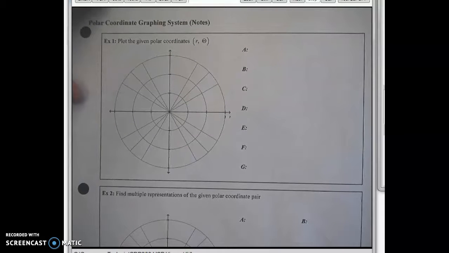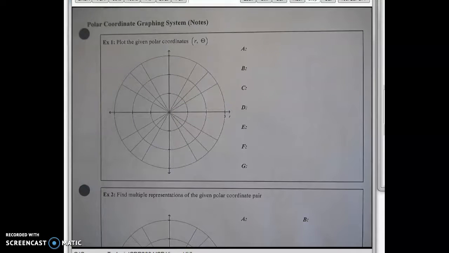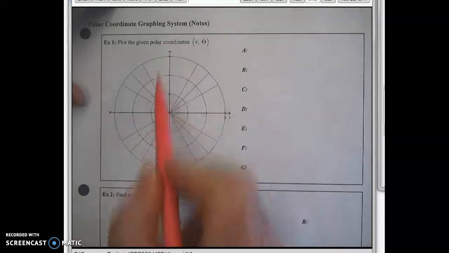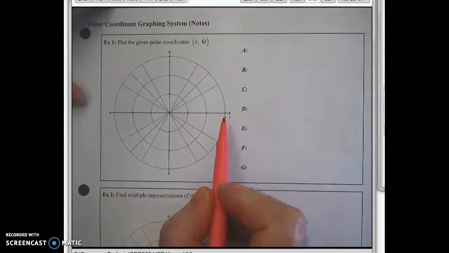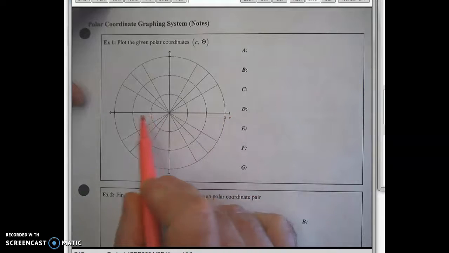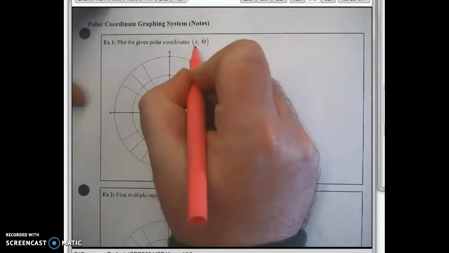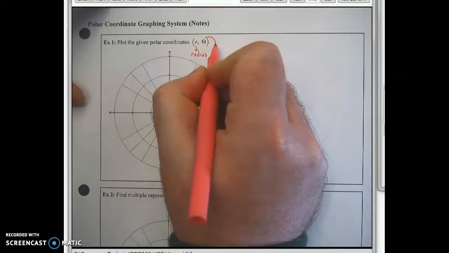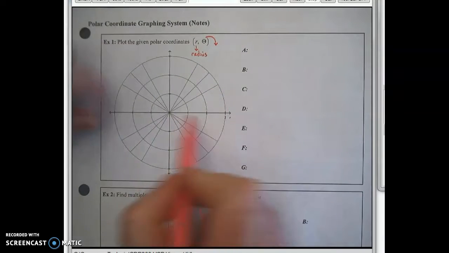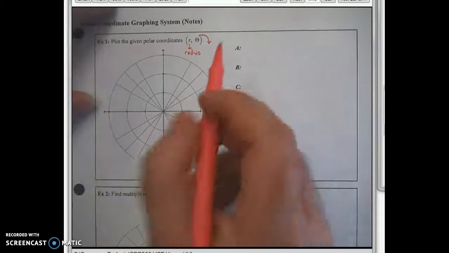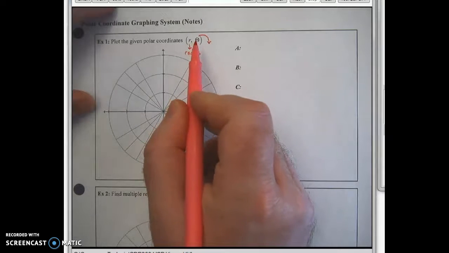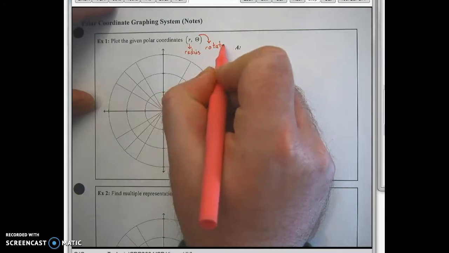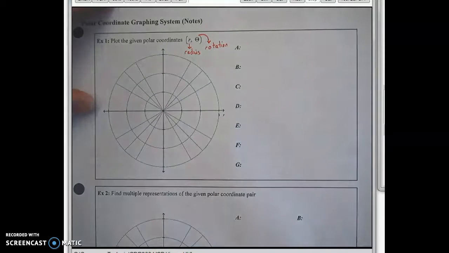Okay, folks, today's topic is the polar coordinate graphing system. We're used to the graphing system X and Y, but we've changed these axes. So this axis is now the R axis, so that's the radius. And then what we do is we take that axis and rotate it some degrees or some radians around the unit circle. So instead of using X and Y, we use the radius and rotation around the unit circle.